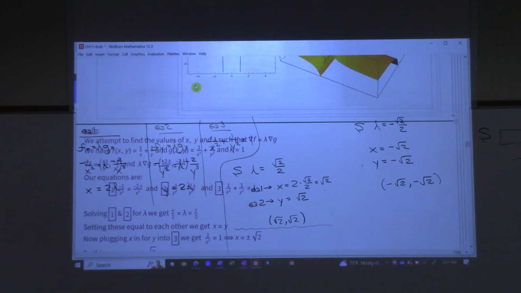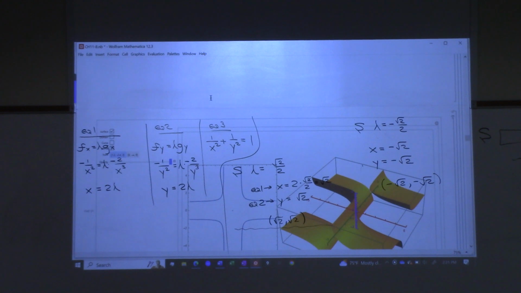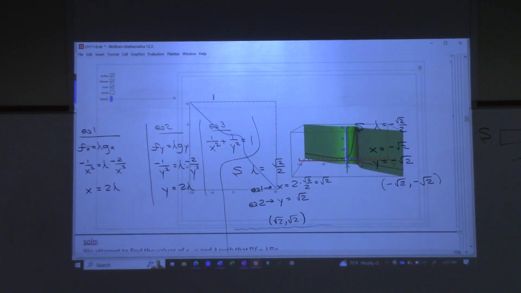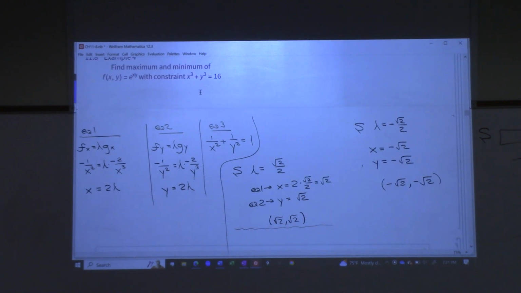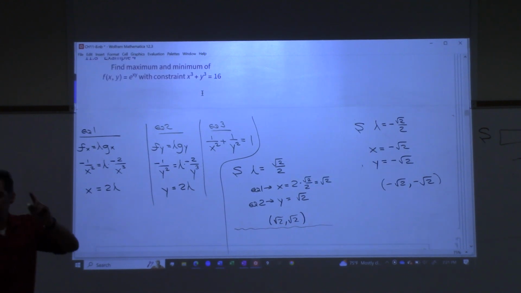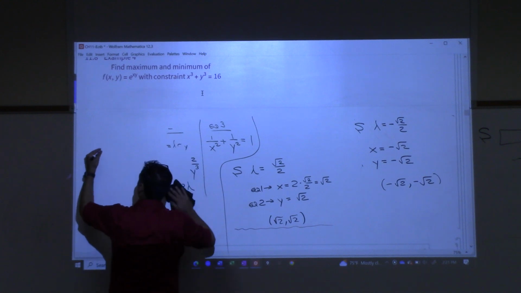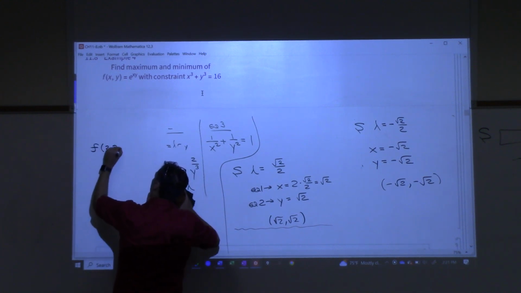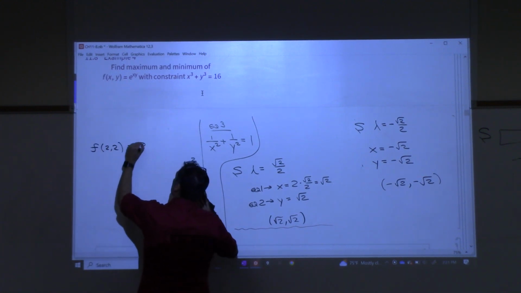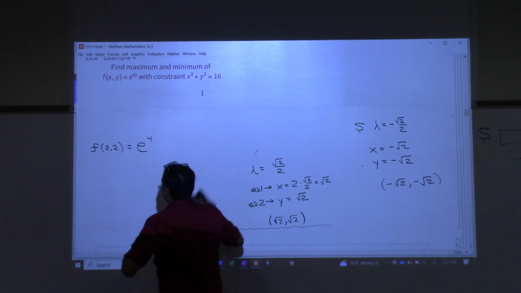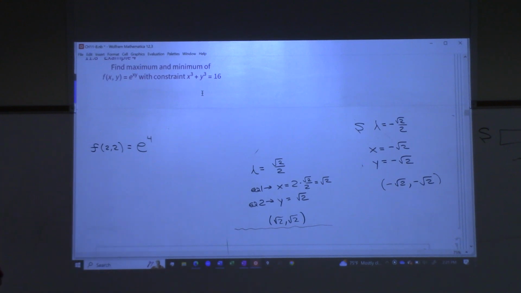Yes? Now, let me go back to this one because I didn't say something I should have, and I just got distracted with my own thoughts here. So back on this one, we had a critical point, and we only had one answer, 2, 2. That was it. So if you plug 2, 2 in there, you get e to the 4th, right? 2 times 2 is 4. The problem here is I don't know if that's a maximum or a minimum. How would I ever know that?